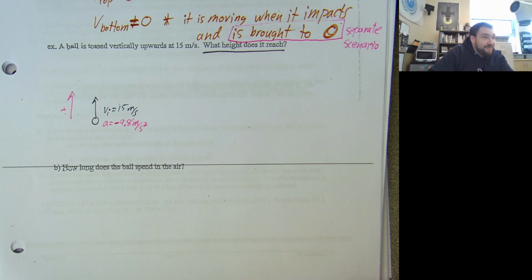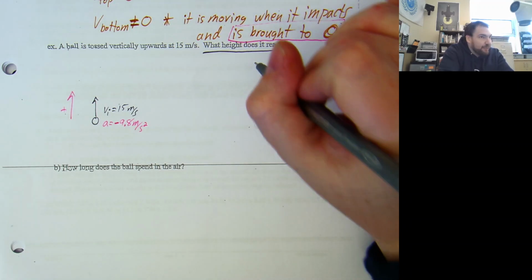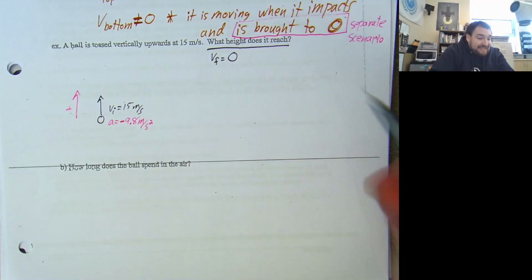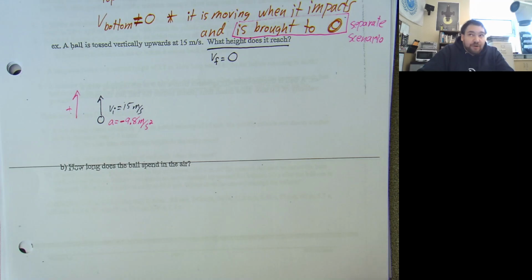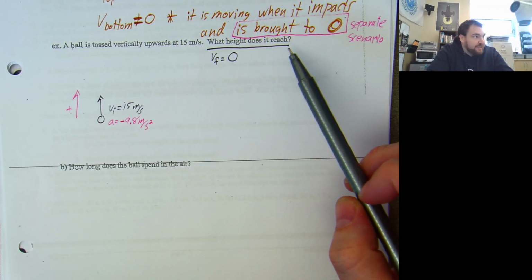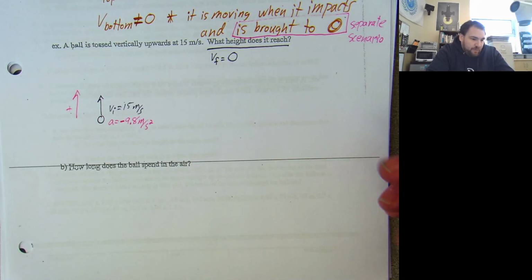At the maximum height, the final velocity is 0. So when it's asking you the height that it reaches, the implication there is that it's telling you the final velocity is going to be 0. If the final velocity is not 0, you are not at the height. You're either still on the way up or you're on the way back down. Either way, you're not at that max point. And the other thing the question, what height does it reach, is telling you is what you're looking for. What are you looking for?